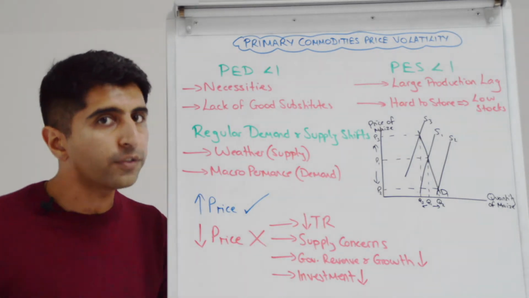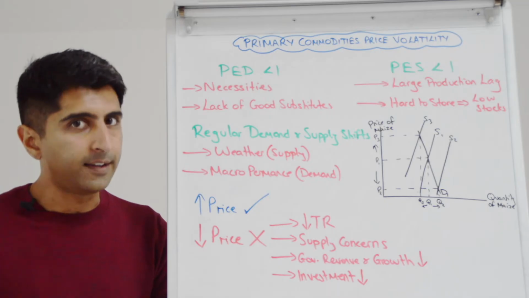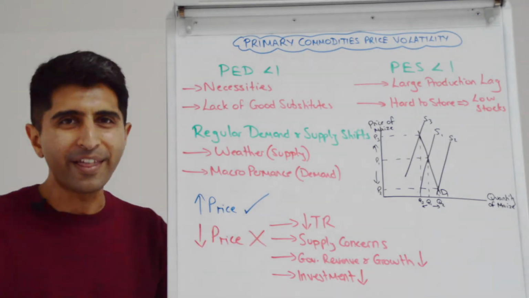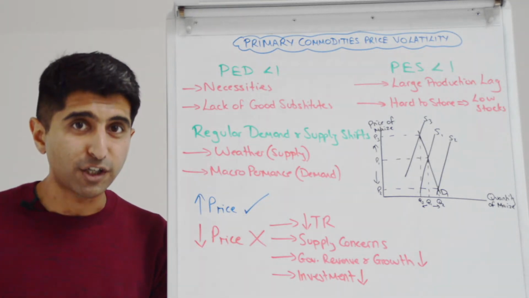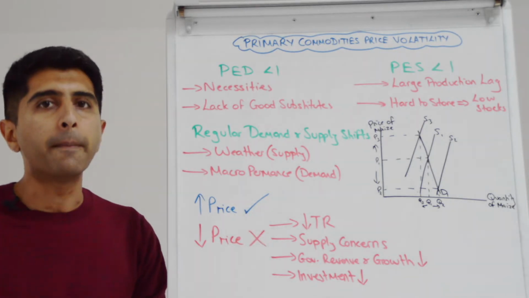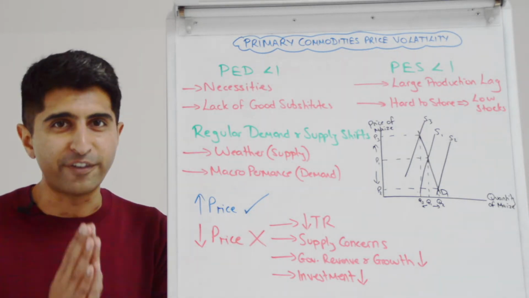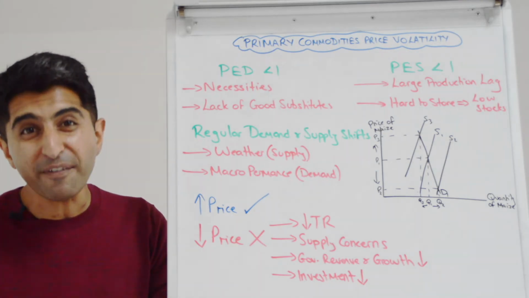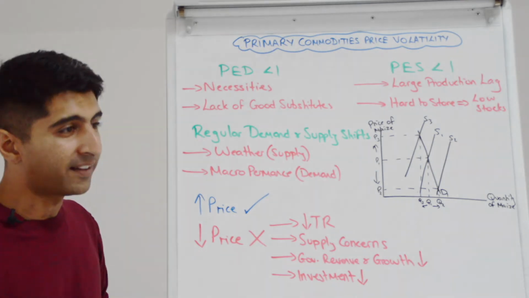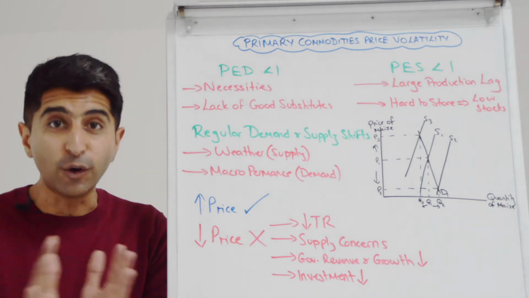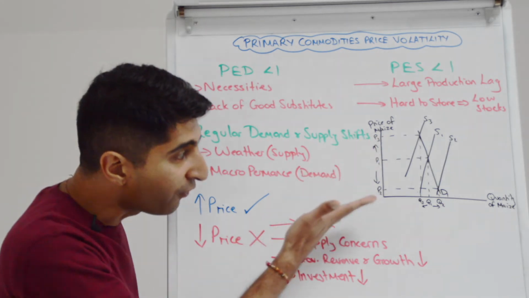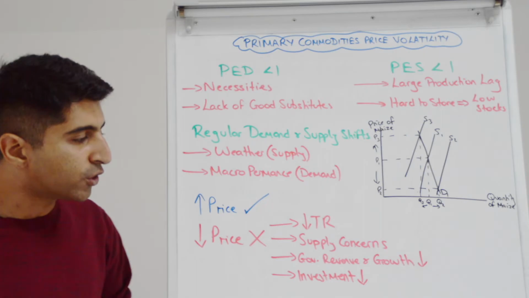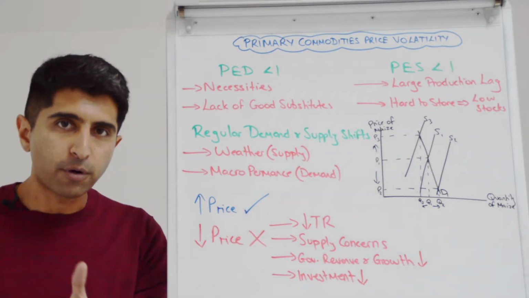But now let's go to the consequences. Is price volatility a concern? Well, that answer depends on the direction of the price movement. If prices go up, producers of primary commodities will be very happy with that. And that's because demand is price inelastic. So their revenues will rise, their income will rise, their living standards will rise. Good for them. It's when prices fall, that's the huge concern for producers of primary commodities.